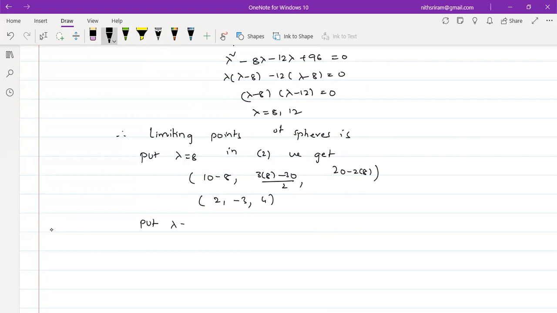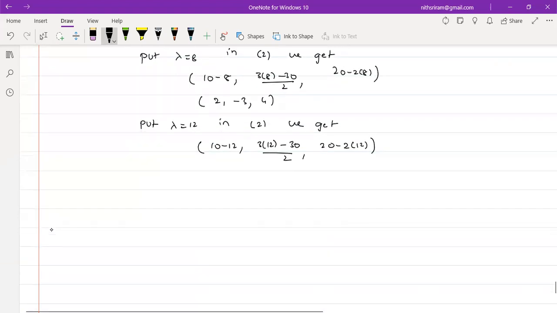And if we put lambda equal to 12 in equation 2, once again we get (10 − 12, (3×12 − 30)/2, 20 − 2×12). So 10 − 12 is −2, 36 − 30 is 6, by 2 means 3, and 20 − 24 is −4. So (−2, 3, −4).